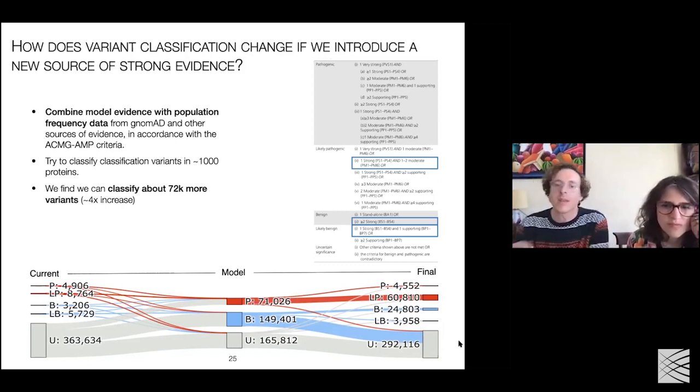So that's basically all that's being said here. And what we find is that we can actually classify about 4 times more variants. So that comes to something like 72,000 variants of uncertain significance that can be classified if we allow for the model to be treated as a strong source of evidence. And of course, as we scale this to more proteins, the impact will be far, far larger.